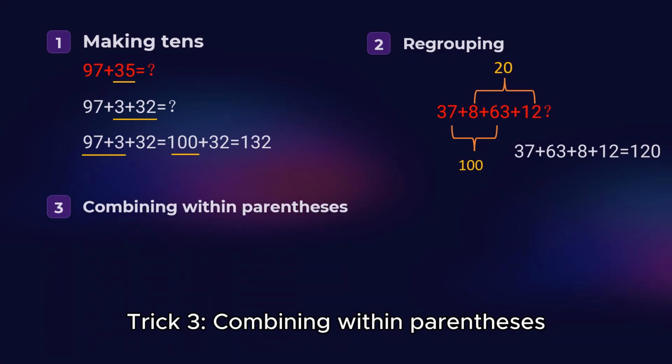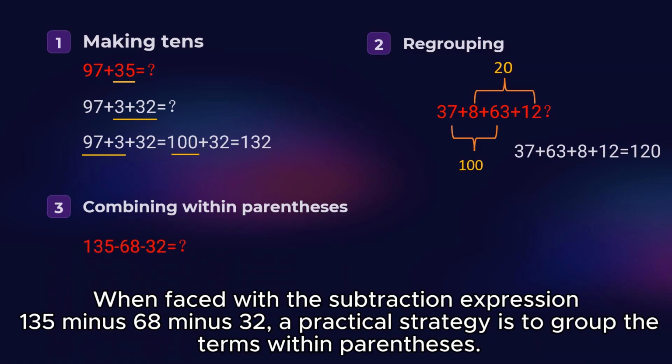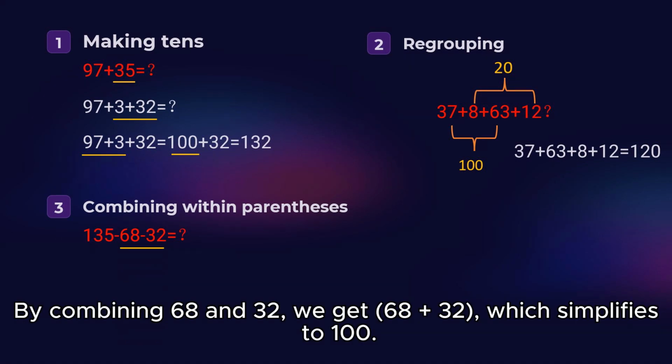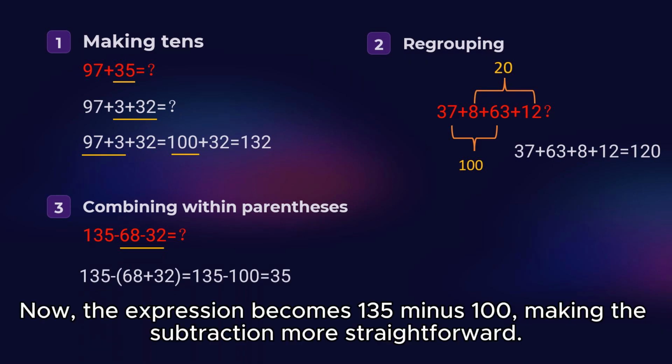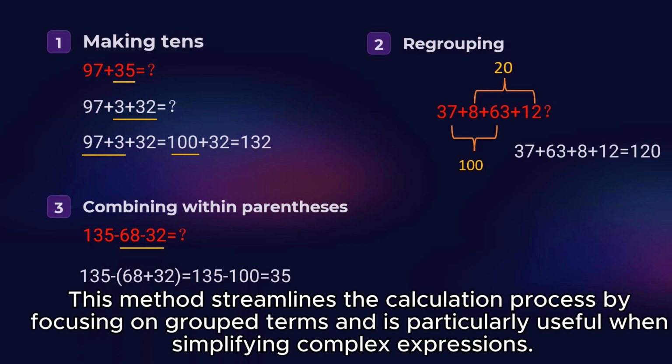Trick 3. Combining within parentheses. When faced with a subtraction expression 135 minus 68 minus 32, a practical strategy is to group the terms within parentheses. By combining 68 and 32, we get 68 plus 32, which simplifies to 100. Now, the expression becomes 135 minus 100, making the subtraction more straightforward. This method streamlines the calculation process by focusing on grouped terms and is particularly useful when simplifying complex expressions.